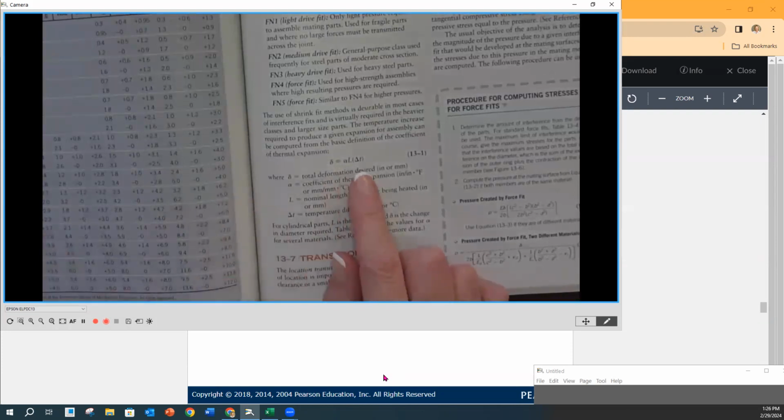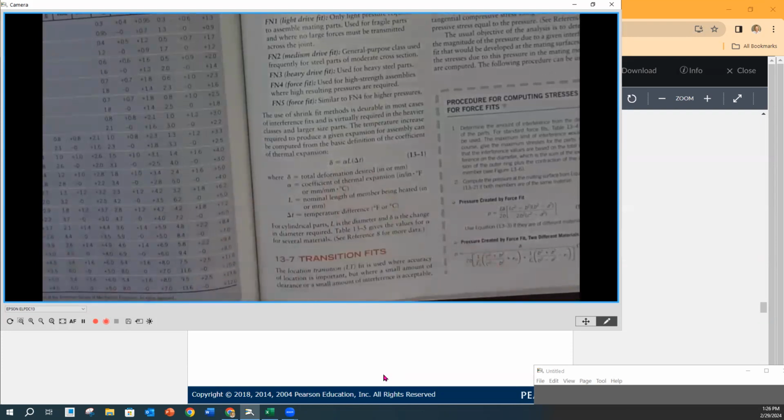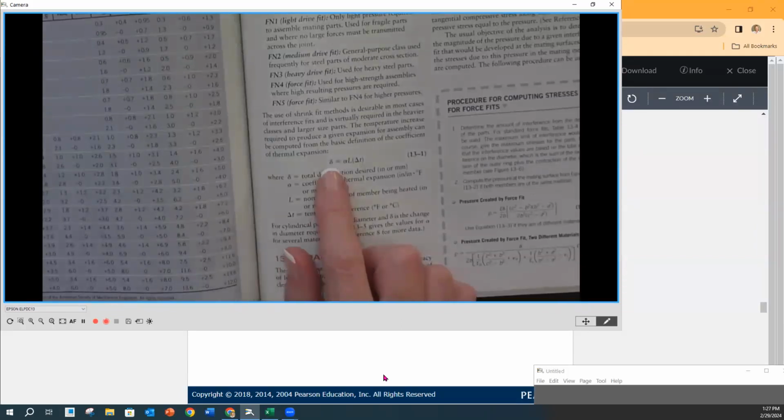And then the delta T, okay, delta T, that's going to be going from your, what we call ambient temperature. So if you know what your room temperature is, okay, then that temperature difference is going to be however many degrees Fahrenheit that you need to go to achieve your deviation or your total deformation.